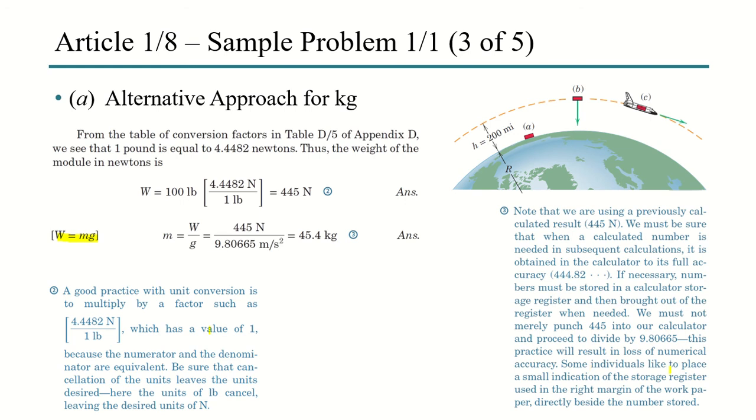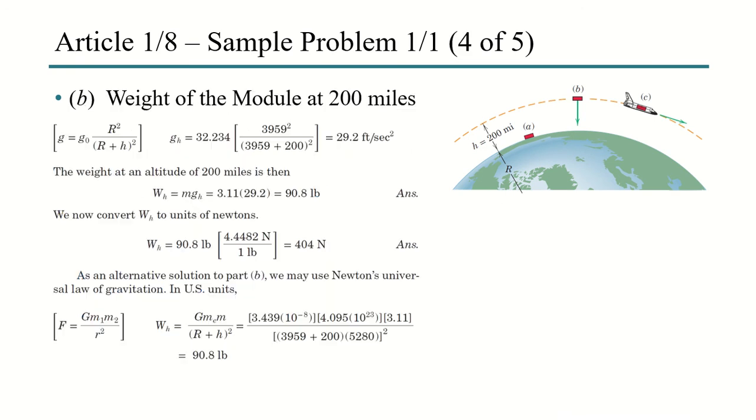Some individuals like to place a small indication of the storage register used in the right margin of the work paper directly beside the number stored. So you have to mind all these notes, class. These are very important. Now for B, the weight of the module at 200 miles.